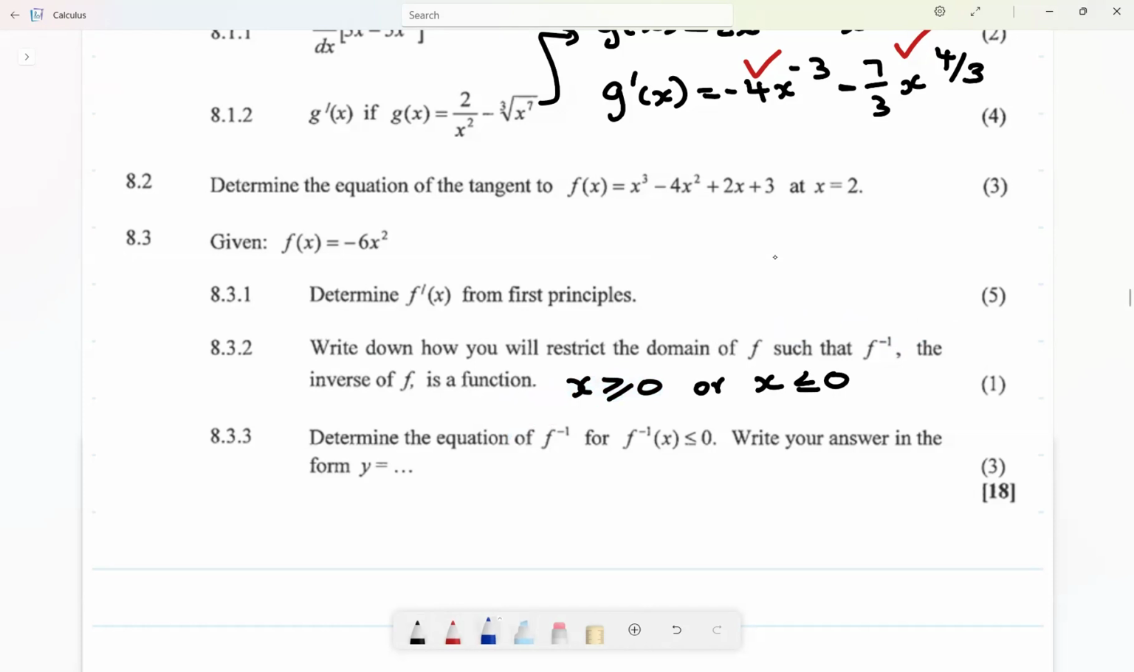When you do that, remember we had a function like this of the inverse. You are saying, I only want this part, or I only want this part.